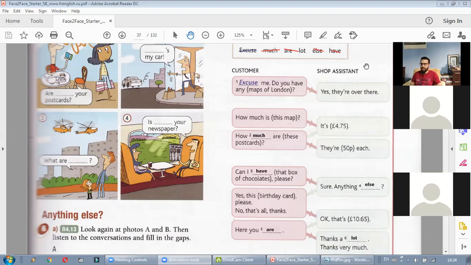Yes, they are over there. Okay. How much is this map? It's £4.75. Okay. And they usually say the pounds afterwards. £4.75. Very good. How much are these postcards? They're 50p each. Okay. Here the p means pence, like our dirhams and piastres. You don't have to say pence, you just say p, meaning 50 pence.